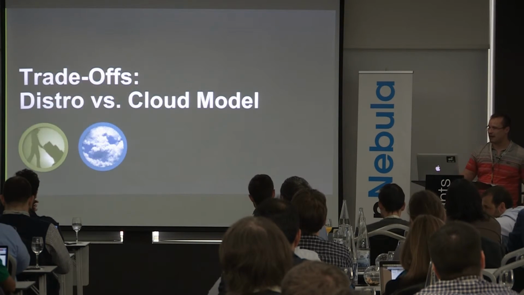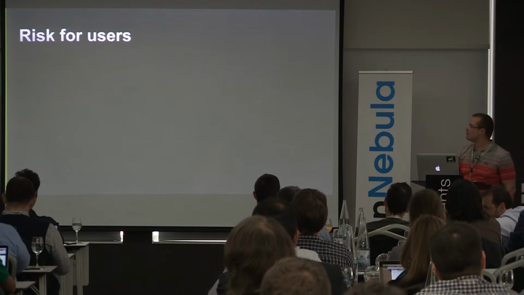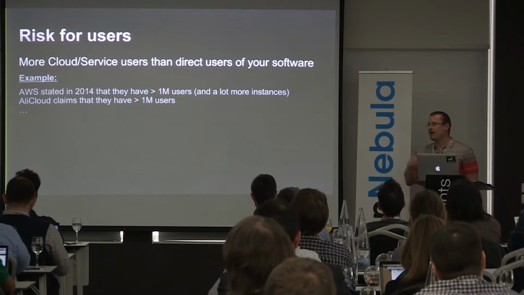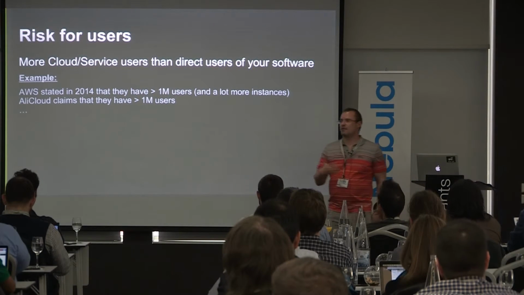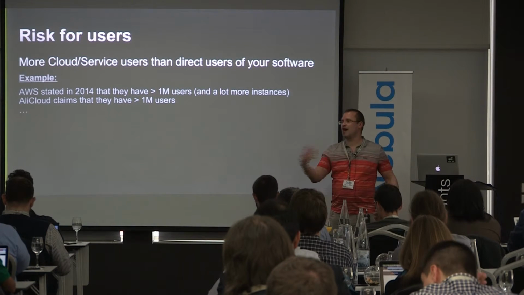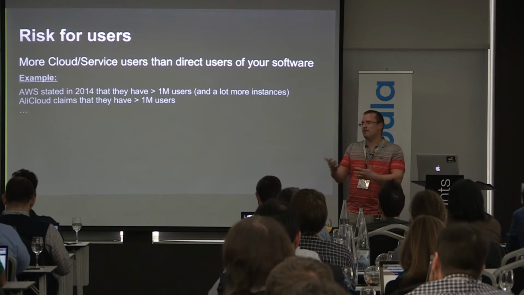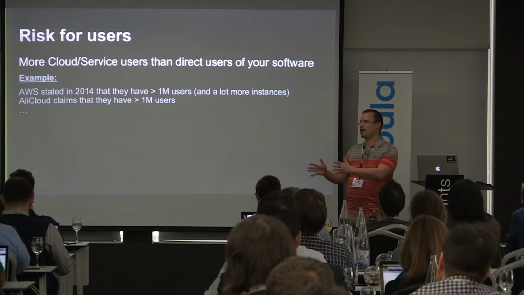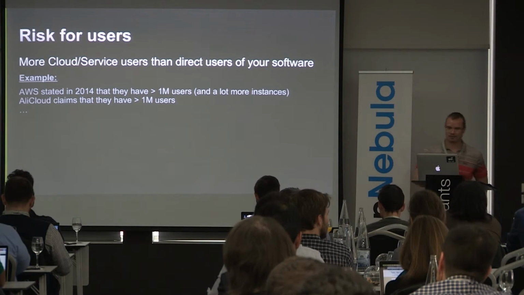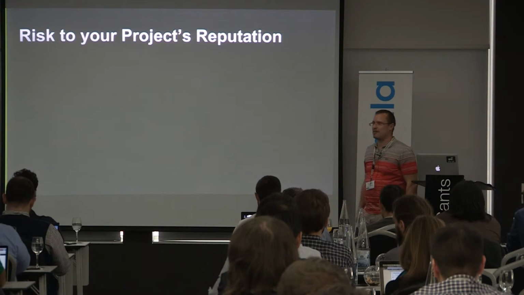Now, those two models really have trade-offs. First one, which we covered already a little bit, is risks for users, right? So cloud services, particularly at scale, have lots of users. So as a project, you have to make the decision, how important are those users, and how many are those relative to direct users of your project. If you don't have a project which targets cloud, then maybe you don't need to think about that, and a distro model is fine for you.